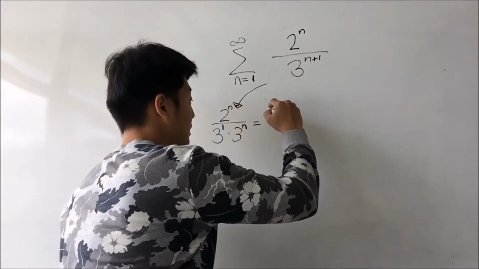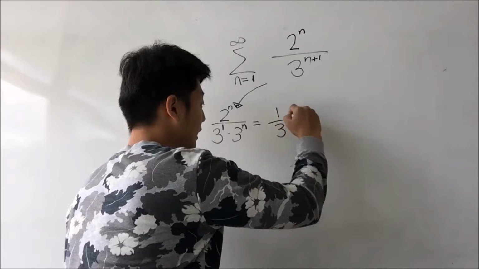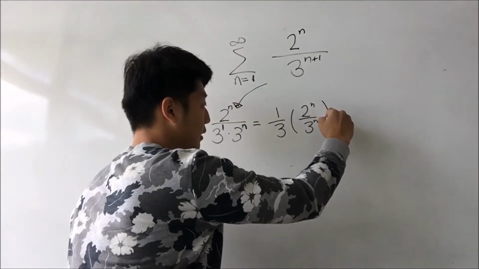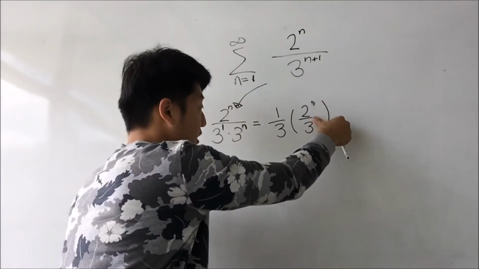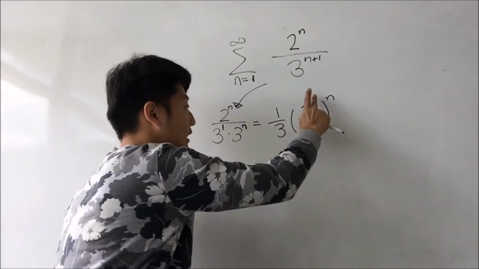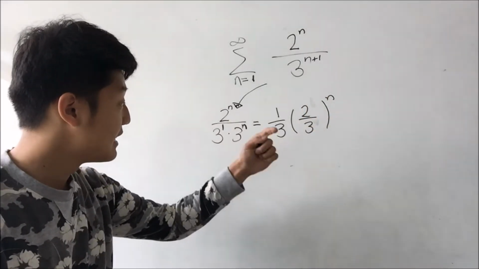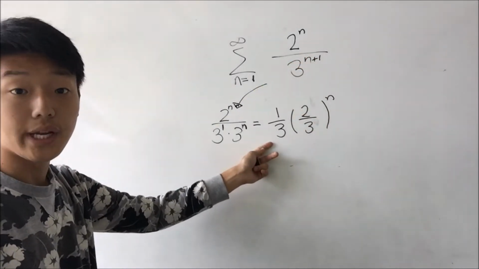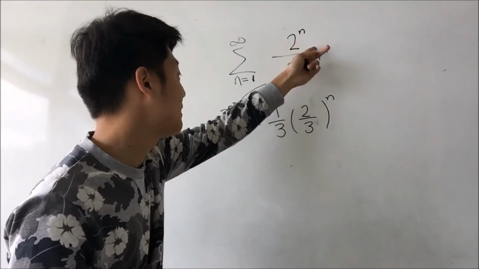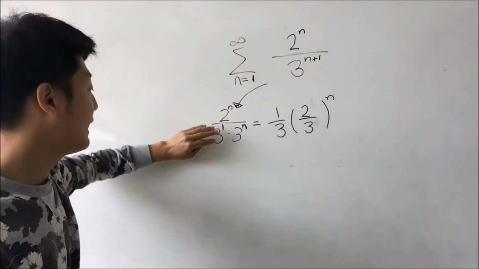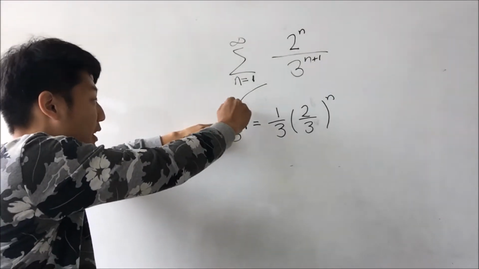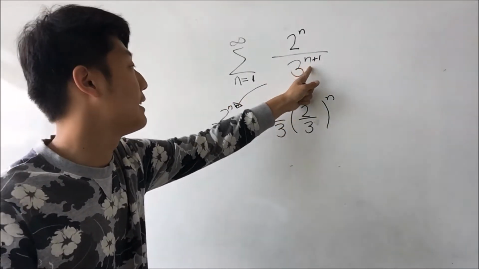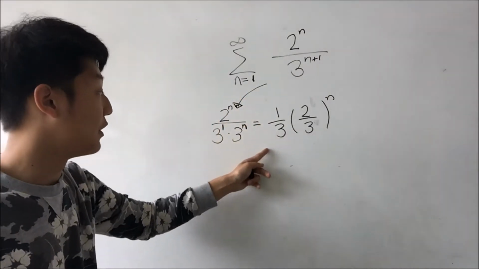Equals 1/3 times 2 to the n over 3 to the n. Like that. So now, this was exactly the same as last time, except I added n plus 1. If I added n plus 1 to the top, then it would be 2 to the n plus 1, 2 times 2 to the n. So this will be 2. However, because I put the plus 1 at the bottom and it's 3 to the n plus 1, it will be 1/3.